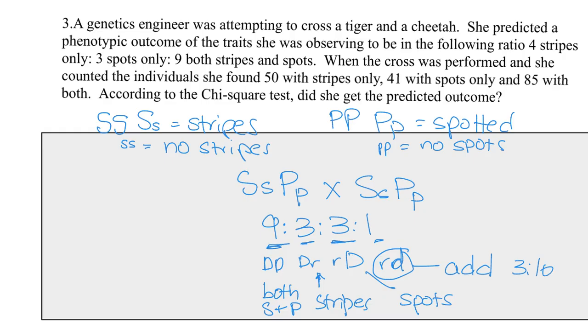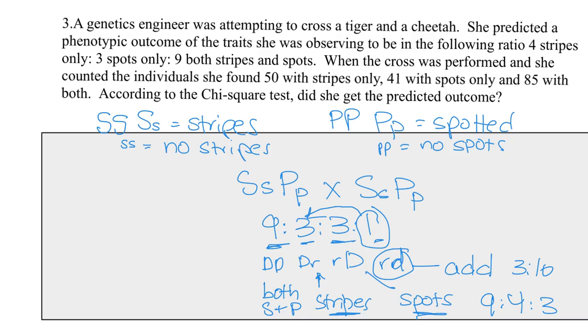So you can either add it to the spotted ones or the striped ones. It doesn't really matter. But instead of a 9 to 3 to 3 to 1 ratio, we're going to end up with a 9 to 4 to 3 ratio, because we're taking this 1, because there's no such thing as a non-spotted, non-striped big cat like that. So we're going to put this onto a different ratio. All right, I hope that made sense.